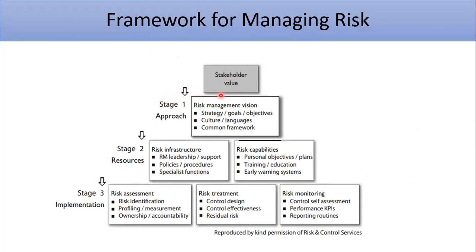We'll take a look at the picture. These are the 3 stages: stage 1, stage 2, and stage 3. Stage 1 is where you have risk management vision. Stage 2, you have risk infrastructure and risk capabilities. Stage 3, you have risk assessment, risk treatment, and risk monitoring. So this is where there's actual implementation. Stage 2 is the resources that the organization has. And then stage 1 is the approach.